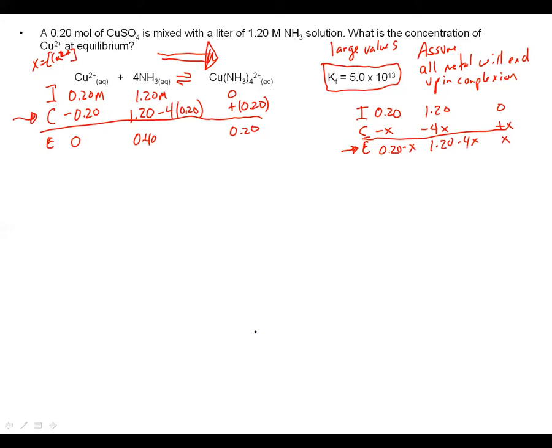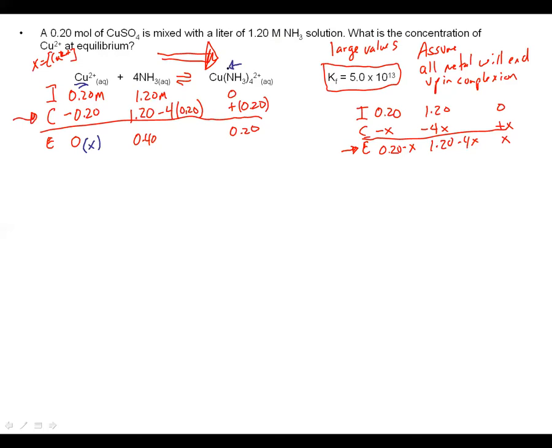So obviously, this wouldn't be much of a problem if 0 was our answer. So there is a second assumption that we make with these complex ion problems. Although we assume that pretty much all of our copper in this case is going to be tied up in that complex ion, it is still an equilibrium, which means even though it's pretty much all going to the right, there's still a little bit of this guy that wants to go back to the left.